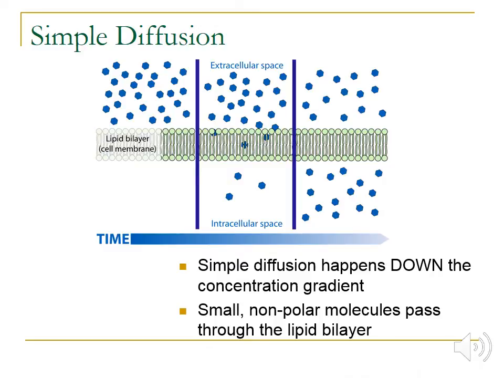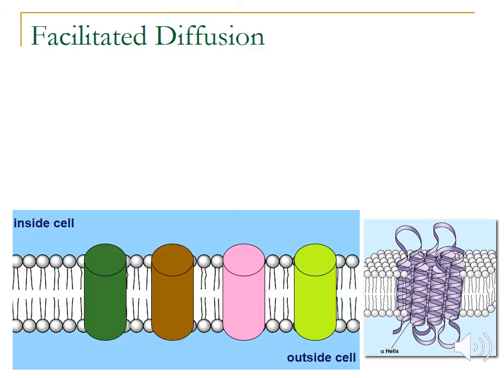Simple diffusion happens when small nonpolar molecules pass through the lipid bilayer. So oxygen gas and carbon dioxide gas both move into and out of cells through simple diffusion. They're just passing through small holes in between those phospholipids.